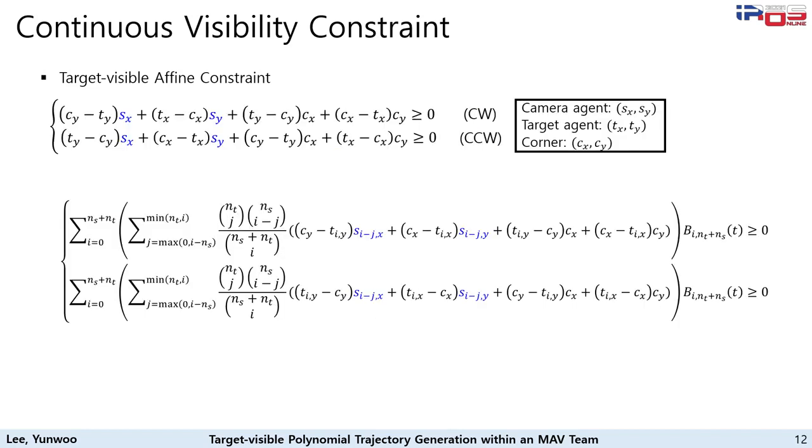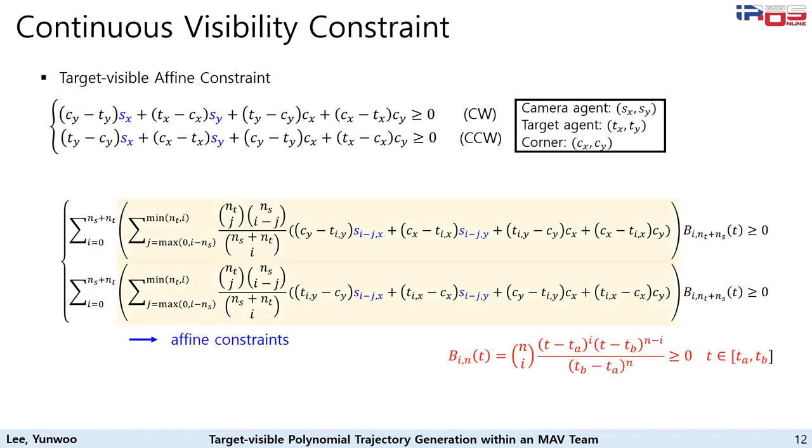As we mentioned earlier, we use Bernstein basis in the trajectory planner by using the property that the product of two Bernstein polynomials is also a Bernstein polynomial. The whole visibility constraints can be expressed in Bernstein polynomial form. And we know that Bernstein bases are non-negative during the defined time interval, so we make all coefficients non-negative so that the inequalities are satisfied.